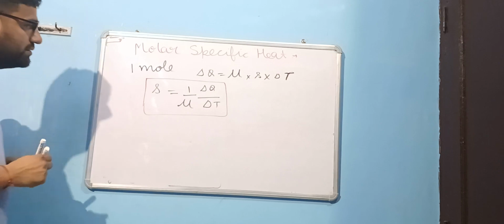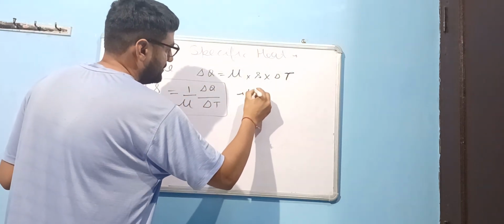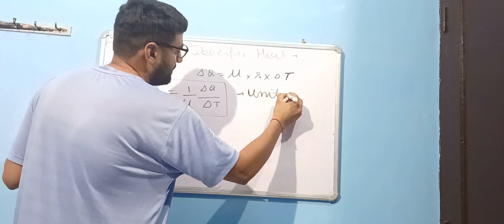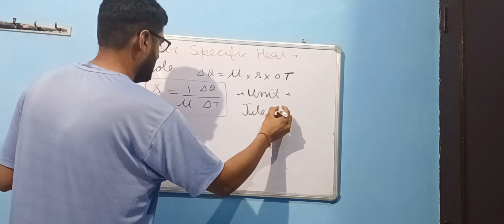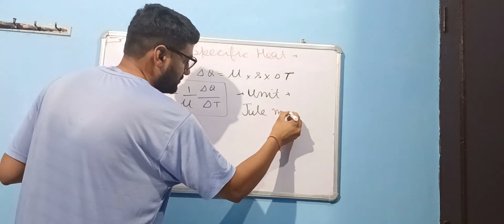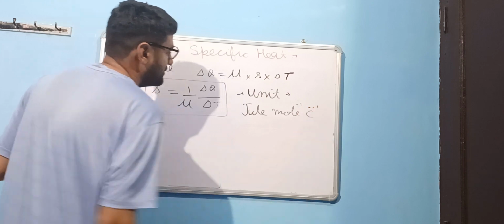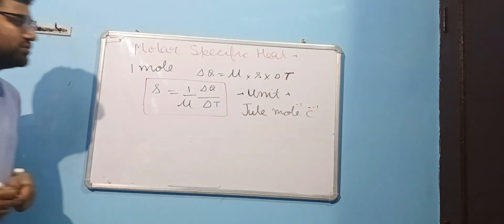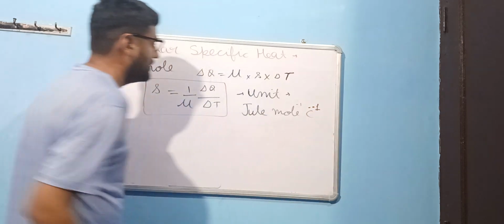And the unit of molar specific heat will be joule per mole per degree Celsius. So this is the unit of molar specific heat.